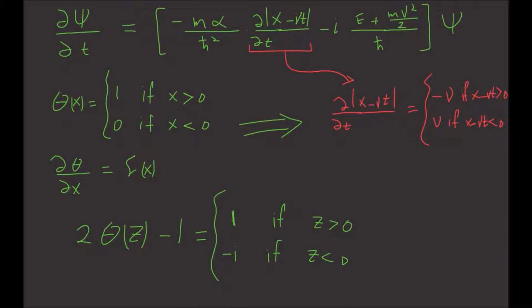Right, so you can see how we're getting close to this equation in the red, because we have minus v and v. So now, if we take one time derivative of the absolute value of x minus vt, we know this is going to give us minus v times 2 theta of x minus vt, minus 1. Right? Okay, good.